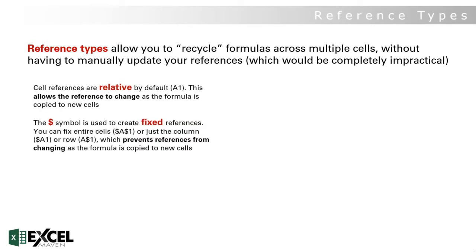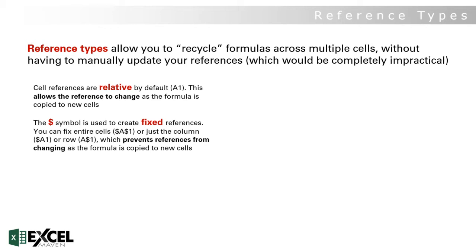By default, cell references are relative. What this means is that those references will change, they'll shift or slide as the formula is copied or moved to new cells. But here's the thing, you can use a $ symbol to create something called a fixed reference. You can fix either an entire cell or range by inserting a $ before both the column reference, in this case A, and the row reference, in this case 1, or you can fix just a portion of a reference, like just the column or just the row.